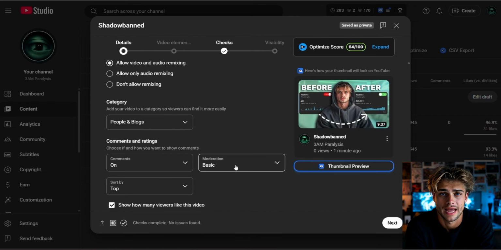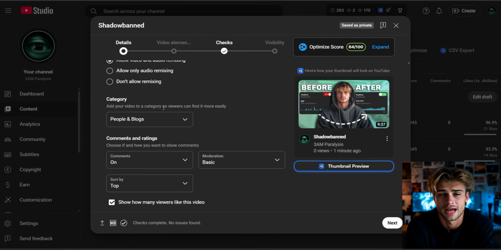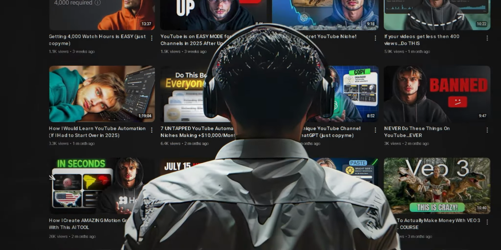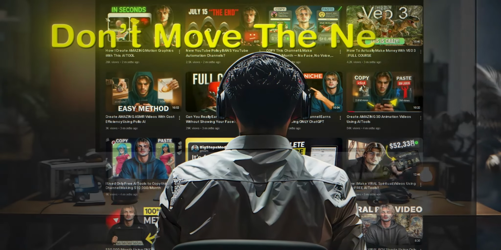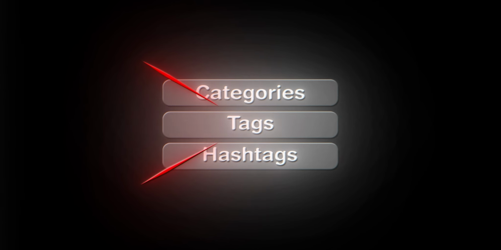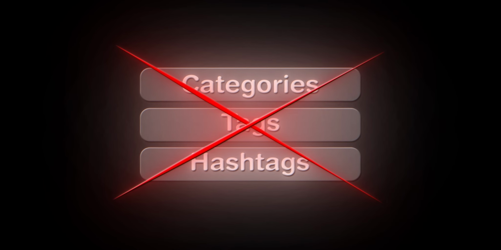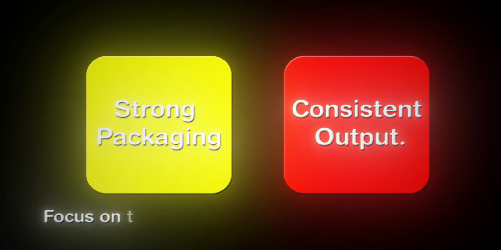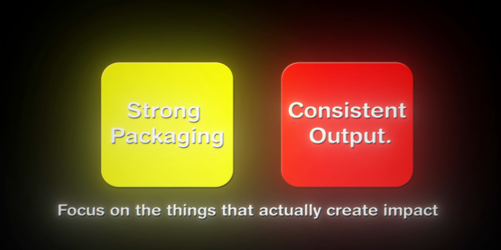Then scroll to Category. Don't overthink this. Category doesn't affect performance nearly as much as people think. Just pick the closest match to your content and move on. Small creators love to obsess over things that don't move the needle. Categories, tags, hashtags. The truth? None of that matters without a proven video concept, strong packaging, and consistent output. Focus on the things that actually create impact.